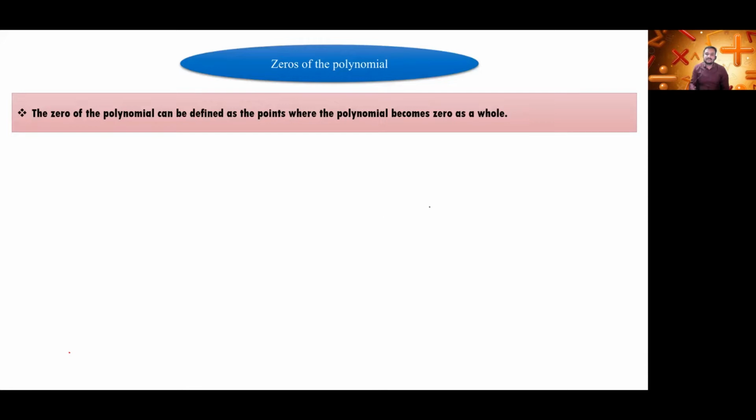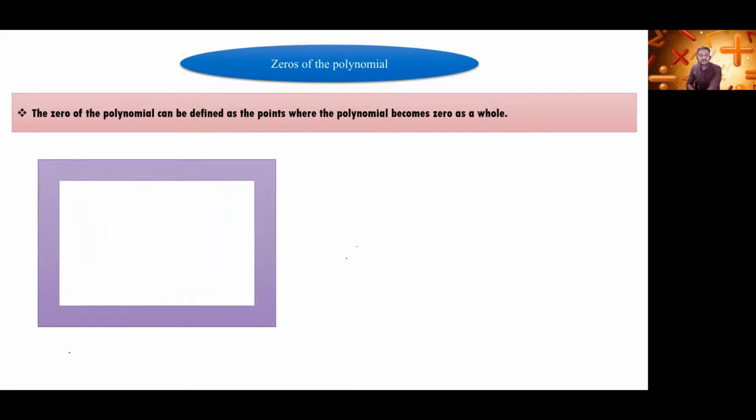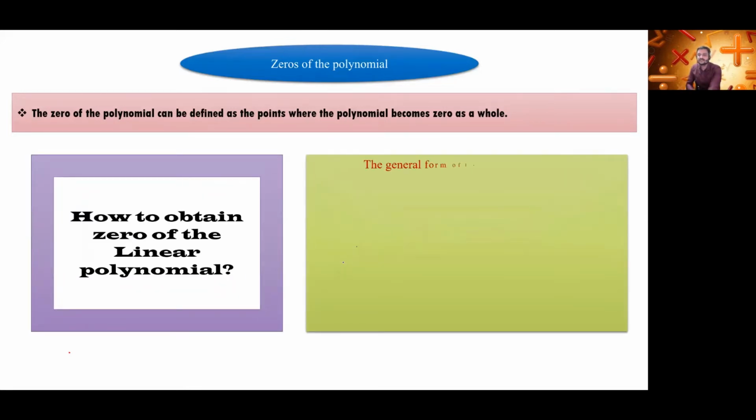Okay, so yesterday we have seen how to find out the zeros of a linear polynomial. Whenever you see a linear polynomial, it will be in this form: p of x is equal to ax plus b. This is the general form of the linear polynomial. Yesterday we also took an example. Suppose p of x is equal to 3x plus 7. This is our linear polynomial.